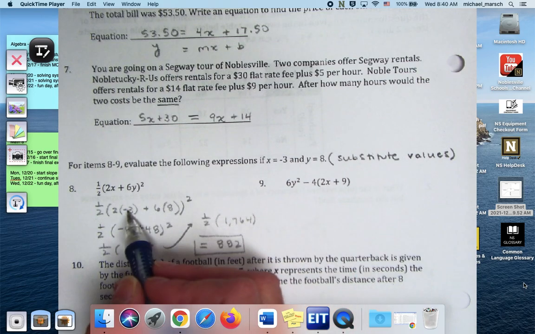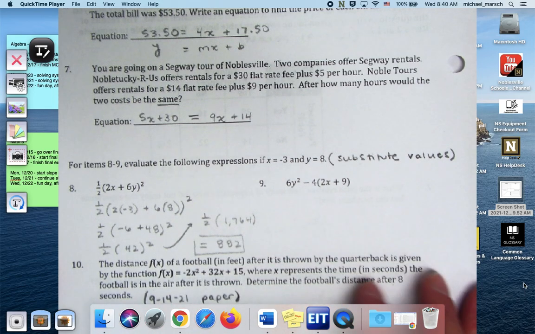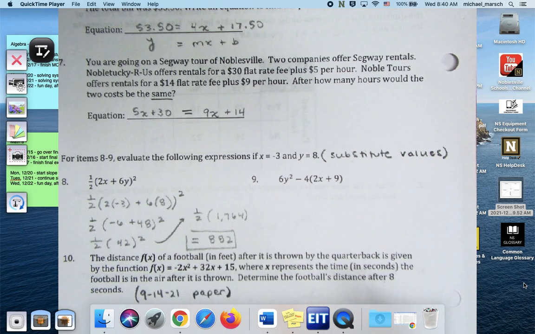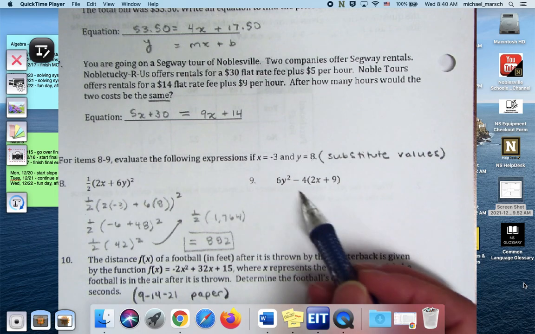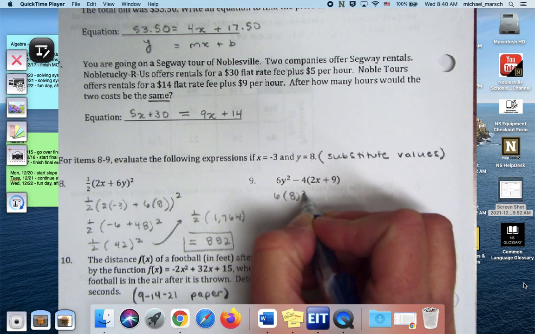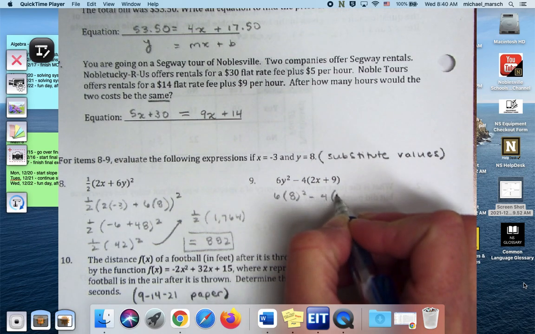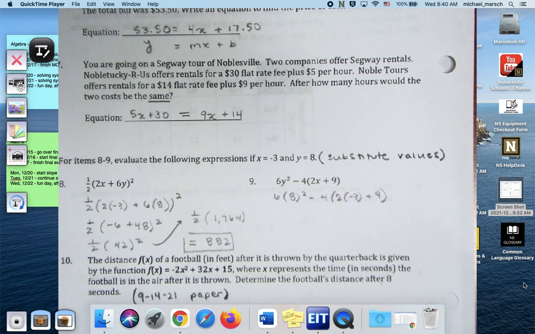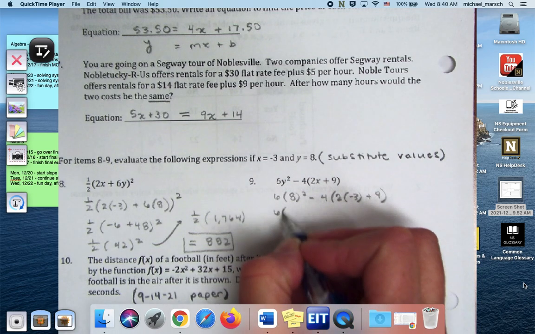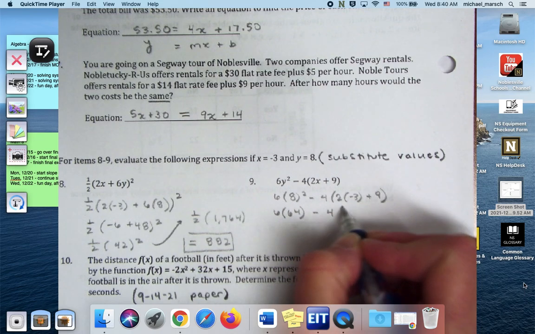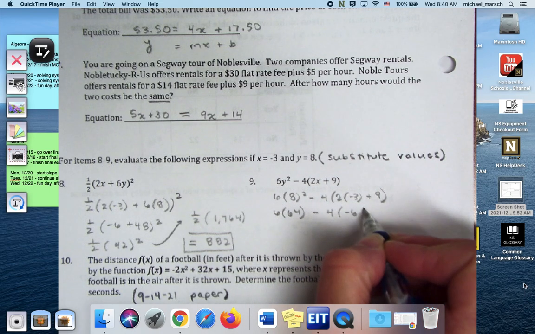So you have to do the inside of the parentheses first, and then you have to do exponents, right? Remember PEMDAS, or whatever you guys say, and then the last thing would have been taking half. Okay, similarly here, we're going to put the values in. So I'm going to have 6 times 8 squared minus 4 times the quantity 2 times negative 3 plus 9. So I'm going to have 6 times 64 minus 4 times negative 6 plus 9.